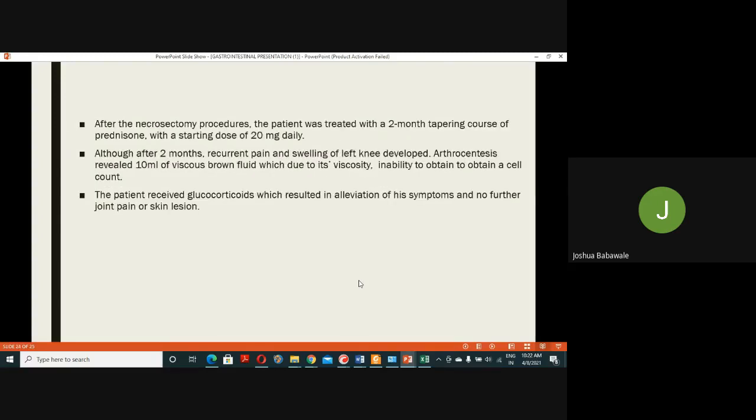This patient was treated with a 2-month tapering course of prednisone with a starting dose of 20 mg daily, which helped relieve the patient's swelling and pain. Next.